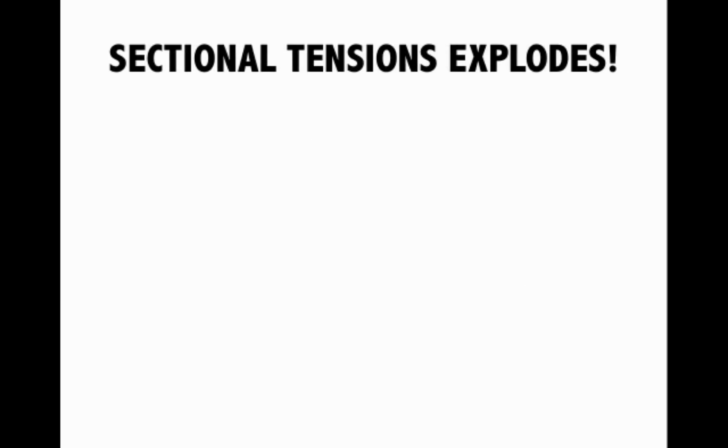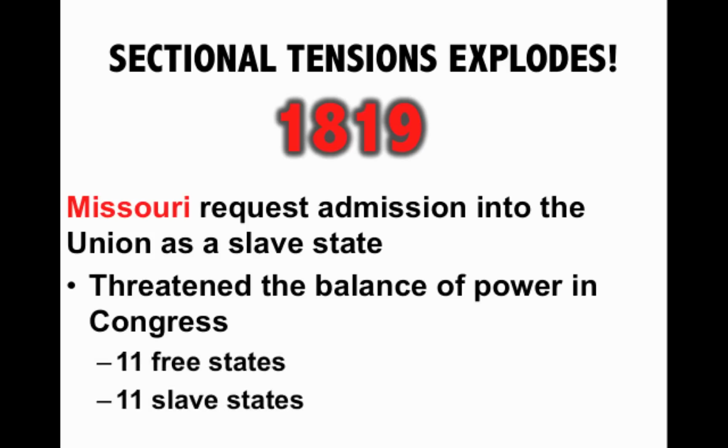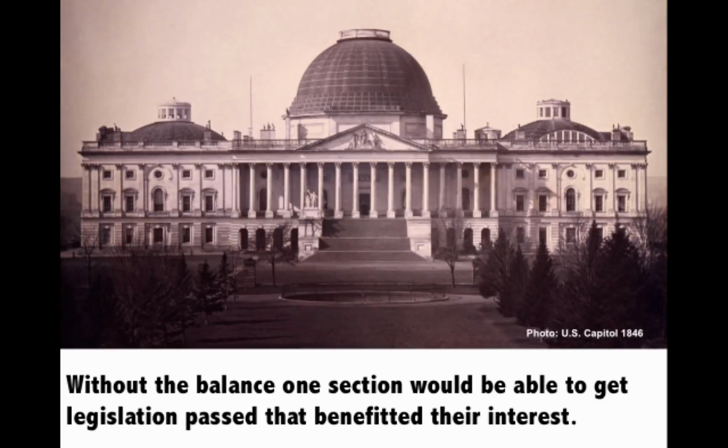Sectional tensions explode, and the real big challenge comes in 1819 when we get some heat. And the hotness comes from this tension when Missouri, the first part of the Louisiana Territory, purchased by Jefferson in 1803, requests to become a state, but not any state, a slave state. And this threatens the balance of power in Congress because, as I said previously, you got 11 slave, you got 11 free. And once again, without this balance, one section would be able to get legislation passed that benefited their interest or their section.